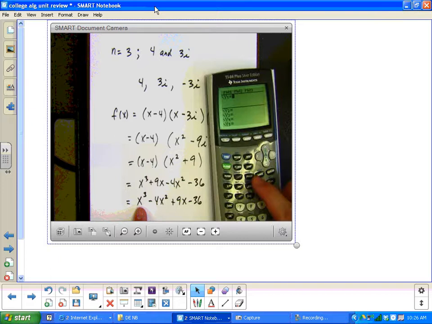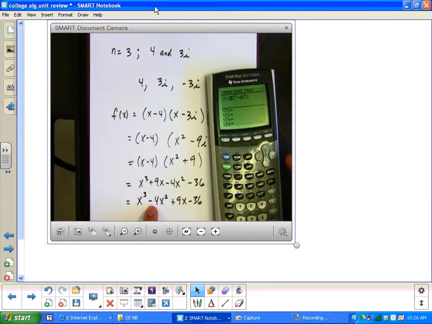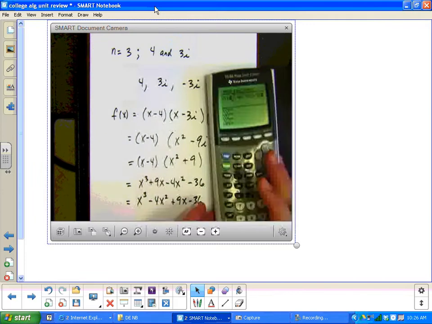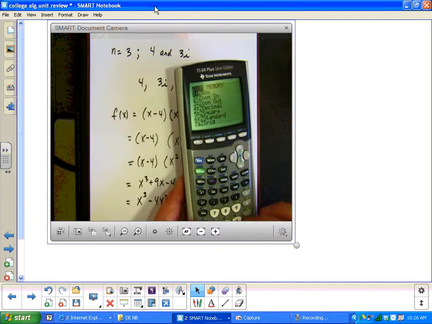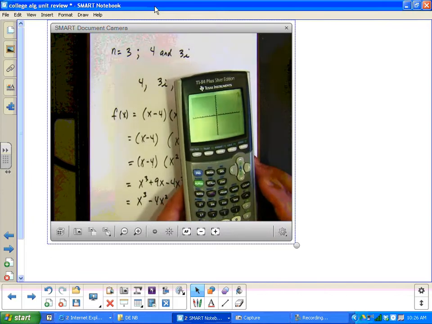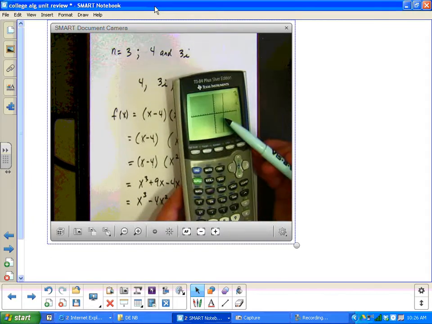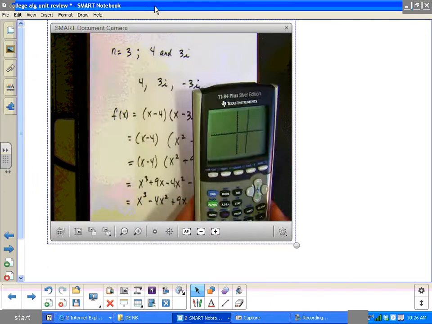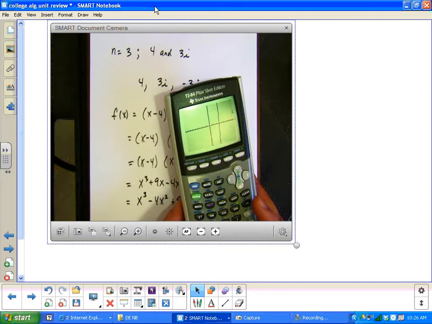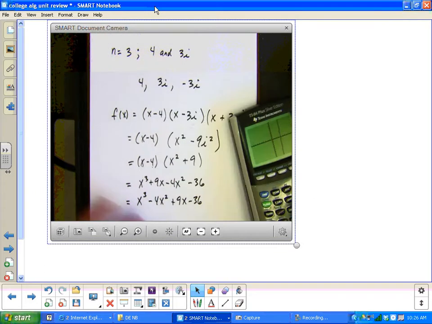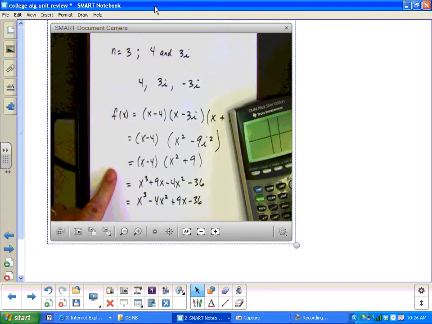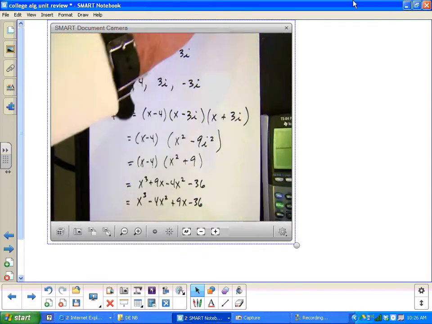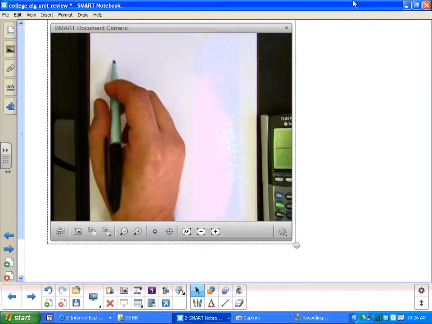All right, so x cubed minus 4x squared plus 9x minus 36. We're going to zoom 6, and sure enough, the graph there crossed at 4, only 4, because you can't see the imaginary ones. All right. Now, do y'all want to do another example? One more? Okay. Let's try this one.